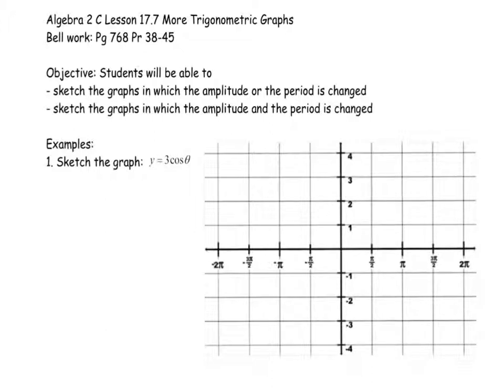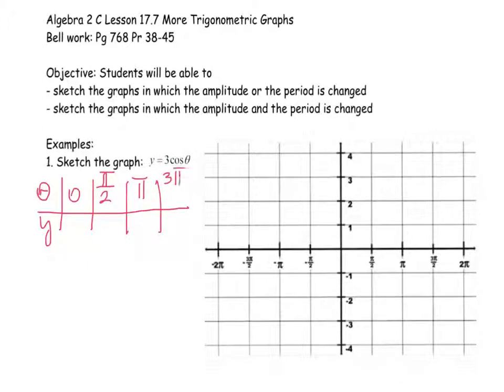So the first thing we are going to do is quickly make a table of values where I am going to substitute in only a few points to find the main points of the graph. So the first thing I will do is substitute in for theta: 0, pi over 2, pi, 3 pi over 2, and the last point we substitute in is 2 pi.